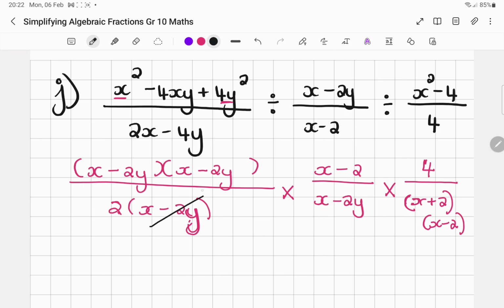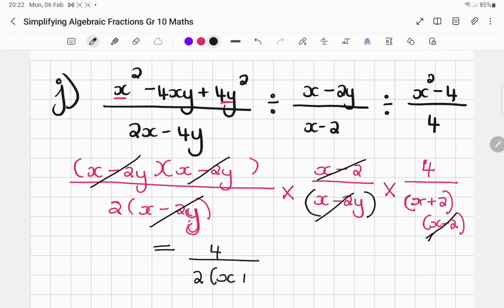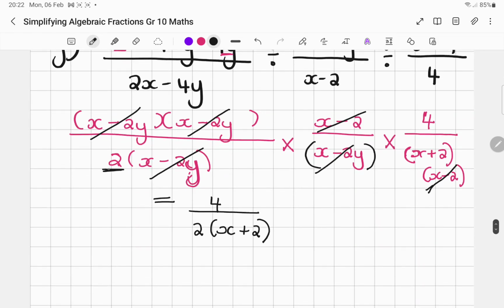All right, so here's x minus 2y, x minus 2y. Again, if they're standing alone at the bottom, you can bundle them together. Here's an x minus 2, x minus 2. Then, if you're a little bit uncertain, you can bring it all together. There was only a 4 left at the top, and a 2 and an x plus 2 at the bottom. Okay, and 4 over 2 can divide out. 4 divided by 2 is 2 over x plus 2. So if you're uncertain, just bring it all together, reassess, and further simplify.